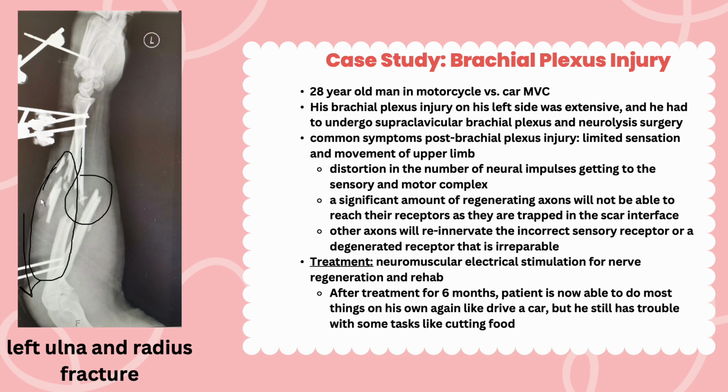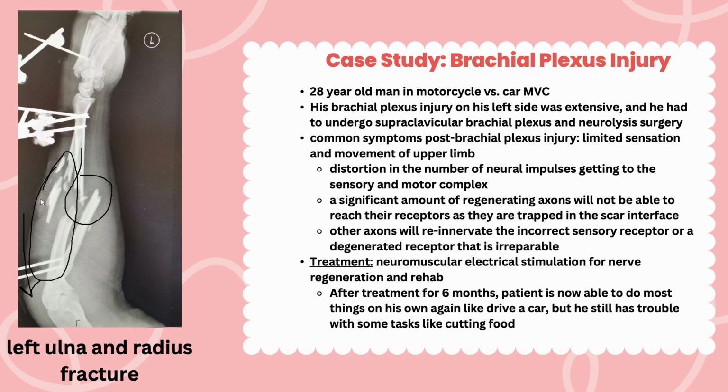So that is a pretty nasty fracture. And obviously he had to have surgery, I imagine, have a cast for a long period of time. But specifically for the nerve damage, he underwent neuromuscular electrical stimulation for nerve regeneration as well as rehab. So after doing that for a 6-month period, he is now able to do a lot of things on his own again, like driving a car, but he still has trouble with more precise movements like cutting food.